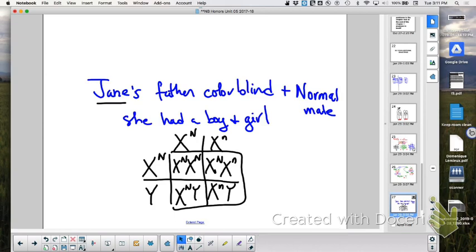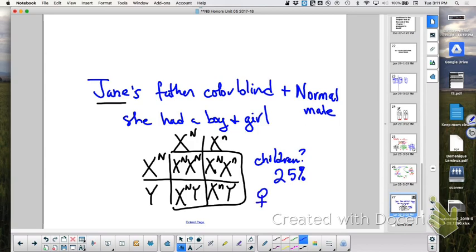Did you get a chance to work that out? If I asked you about her children, what are the odds of her children being colorblind? 25% of her children could be colorblind. What if I asked you about her girls? 0. But what could they be? They could be carriers, but they're definitely not colorblind. What if I asked about her boys? 50%, because I would predict half of her boys would be colorblind.